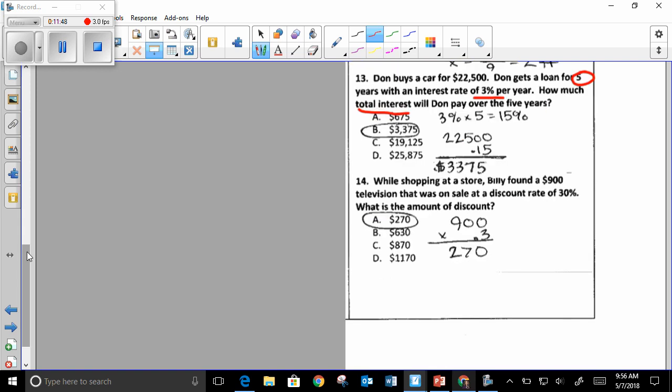And the last one, while shopping at a store, Billy found a $900 television that was on sale. Again, a discount of 30%. What is the amount of the discount, not the total price? $270 is the discount. It's not the price. So be very careful on the wording.